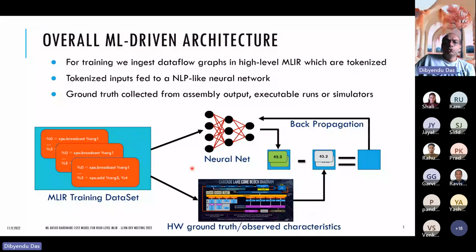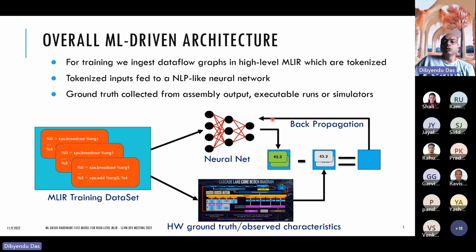Okay, so you have this training set, you get all the data for those training set, and you now build your model to fit based on whatever hardware characteristics you want to predict, and you see the loss, you do backprop, and this is the very famous ML training cycle for supervised learning that all of you know.